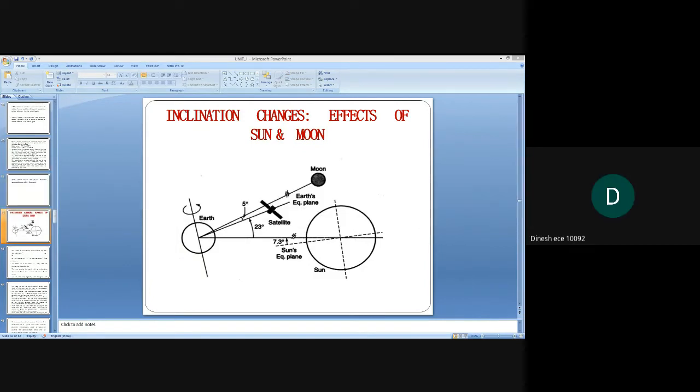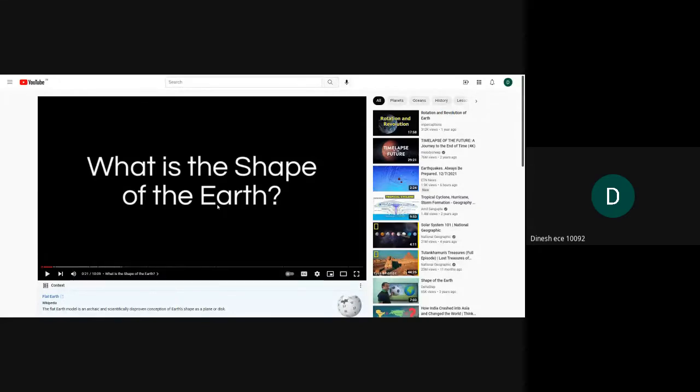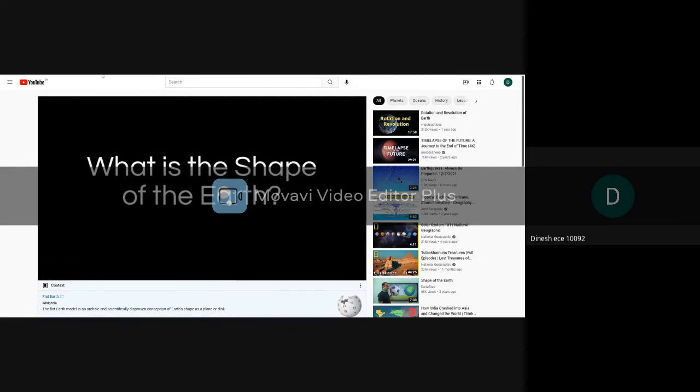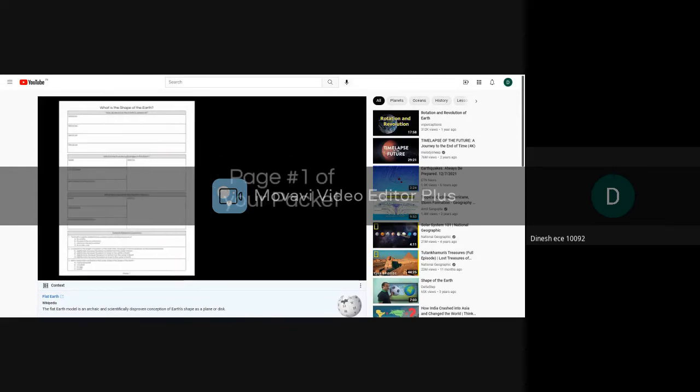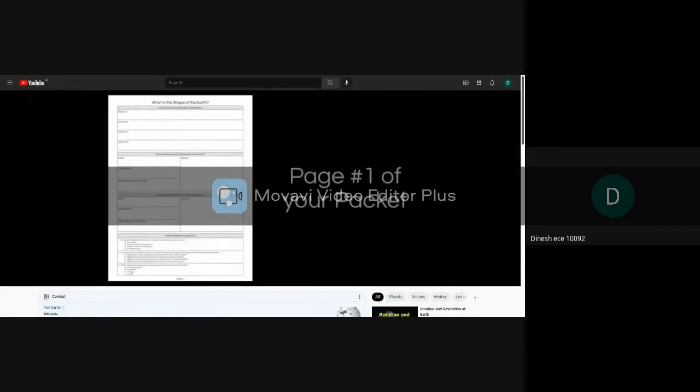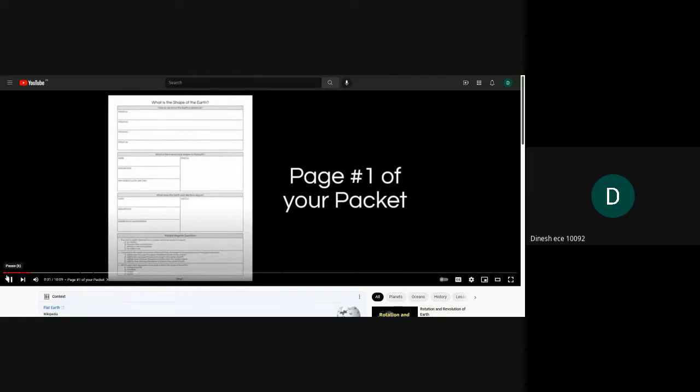We'll proceed on to a demonstration on what the shape of the Earth is. What is the shape of the Earth? Before we get started, please get out your packets, open to page number 1, and we will be filling in the top section of this page as the video progresses.